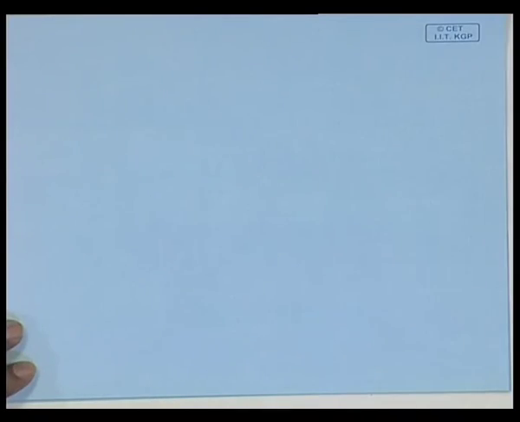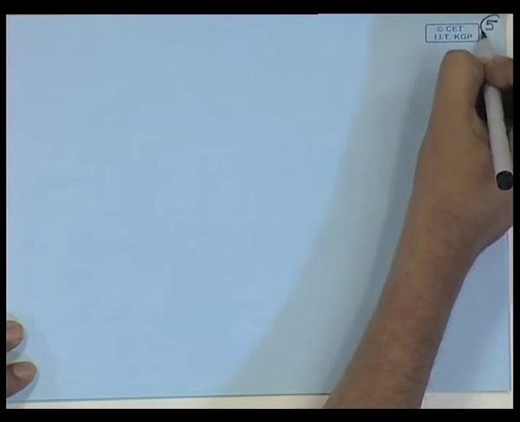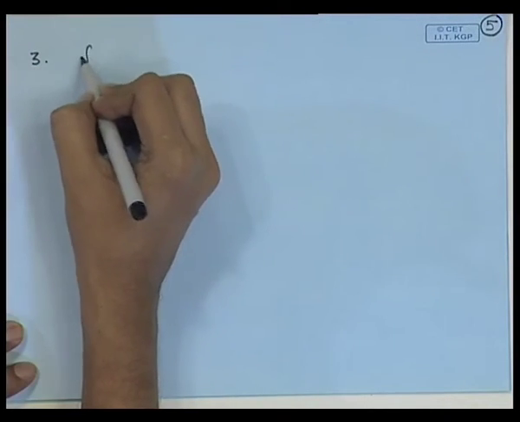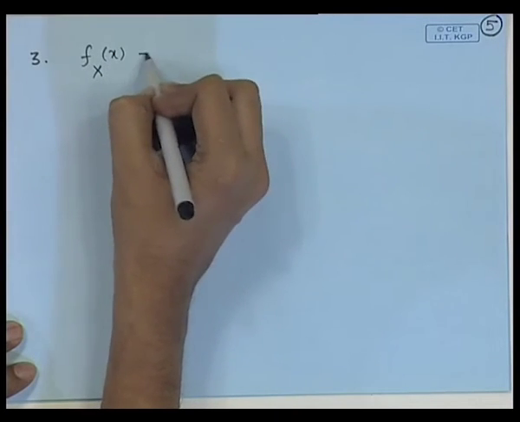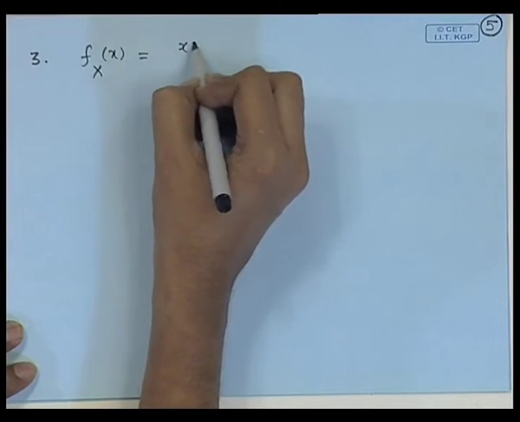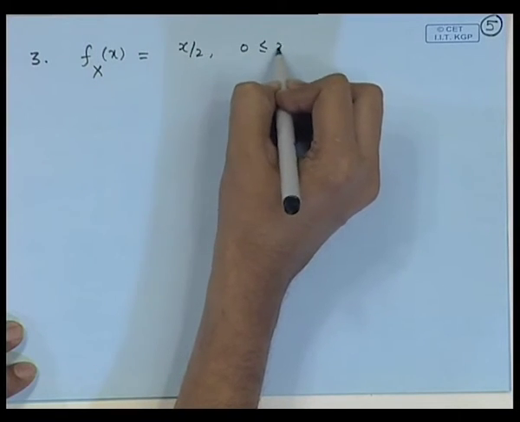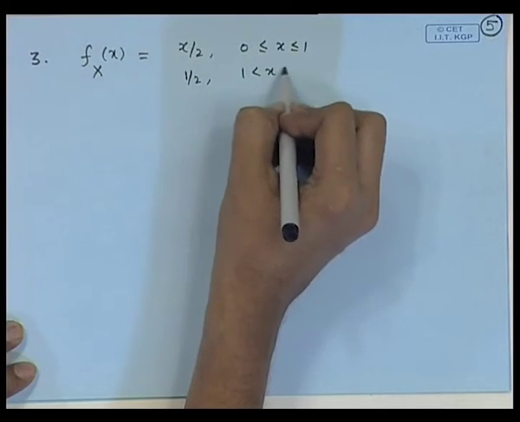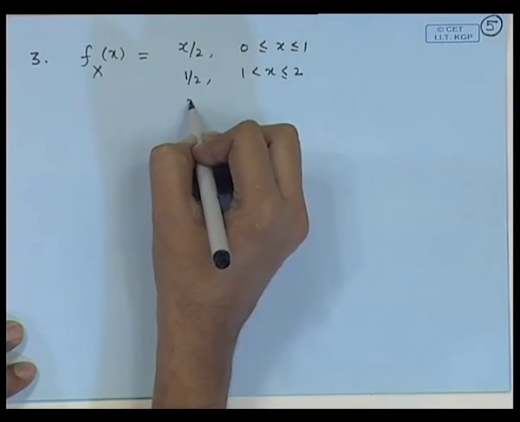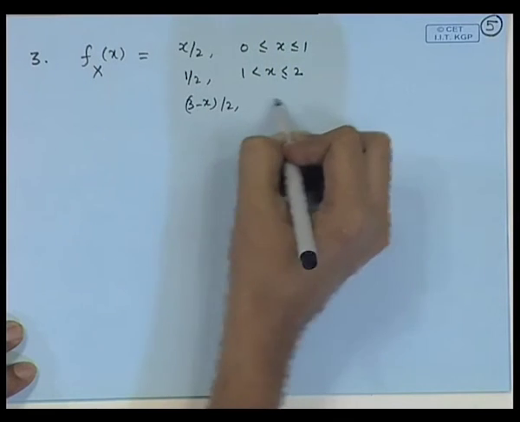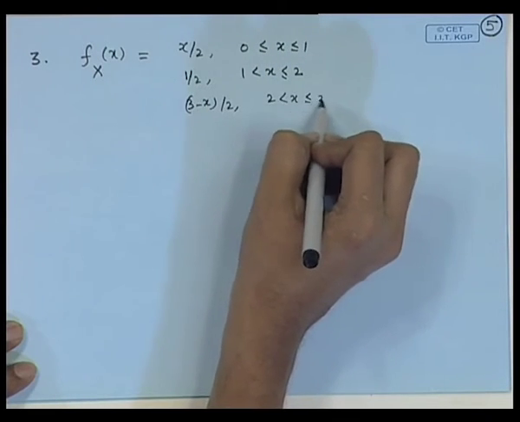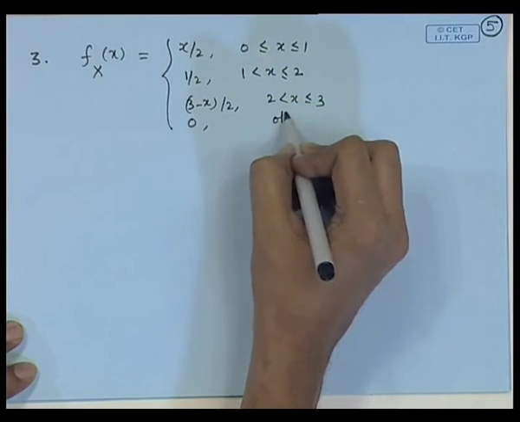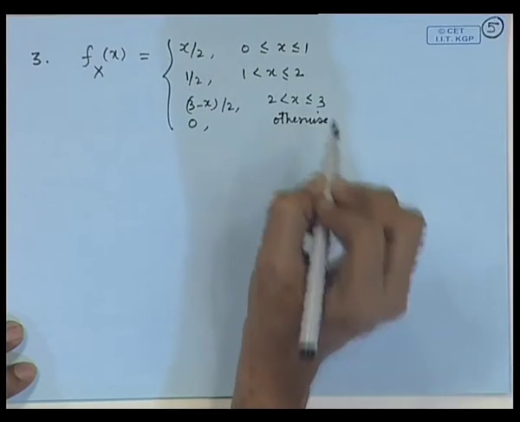Let me take one more application of this. Suppose X is a continuous random variable with the density function, say, x by 2 for 0 less than or equal to x less than or equal to 1, it is half for 1 less than x less than or equal to 2, it is 3 minus x by 2 for 2 less than x less than or equal to 3. It is 0 at all other points.